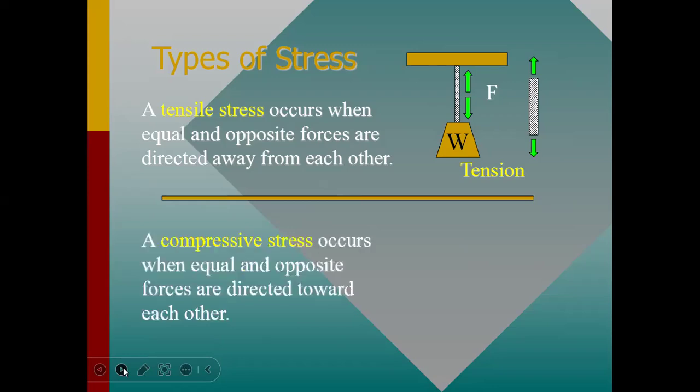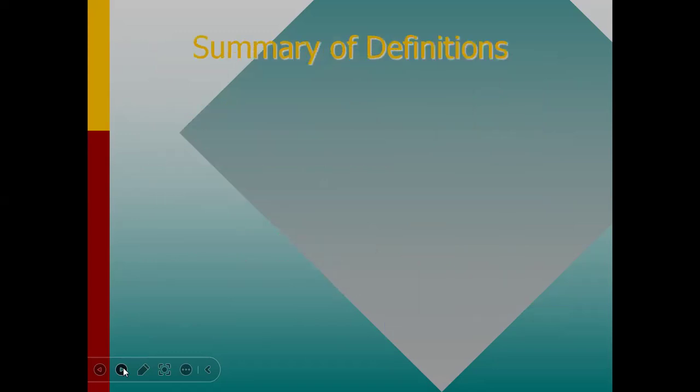Now, a compressive stress occurs when equal and opposite forces are directed towards each other. That means this will be equal and opposite. Compression, after compression, compression is created, then equal and opposite.